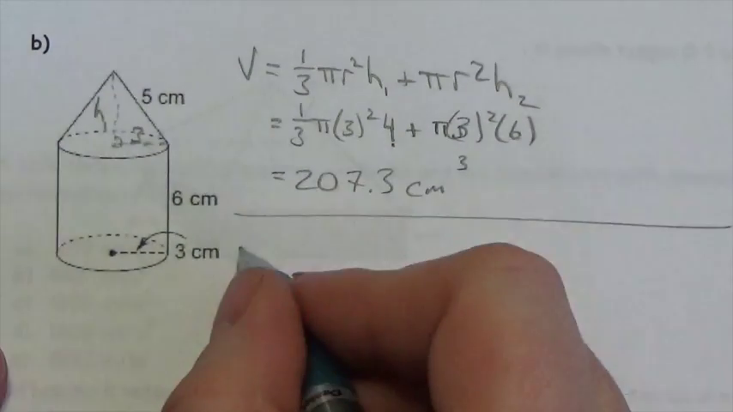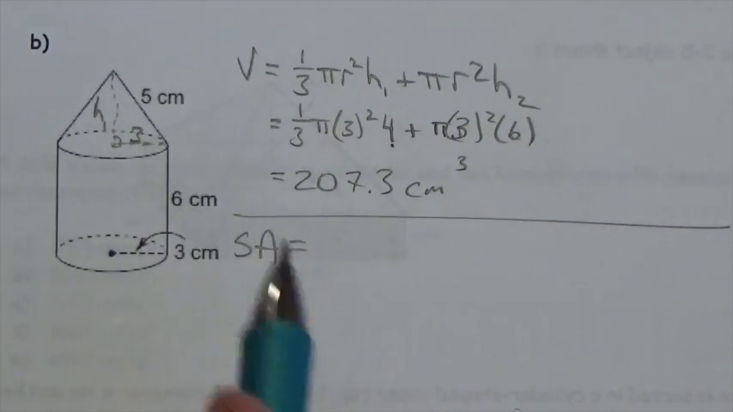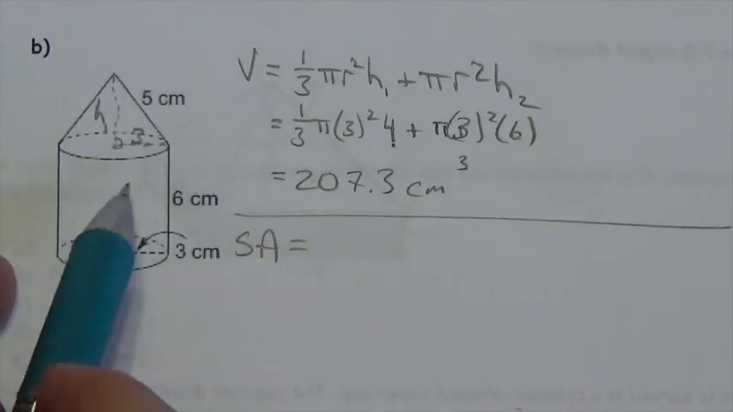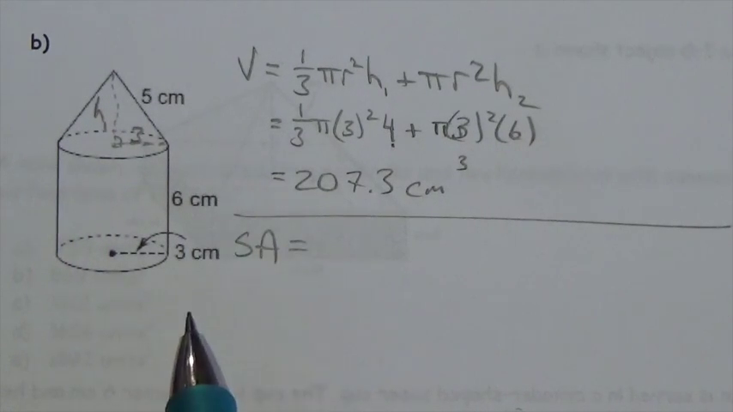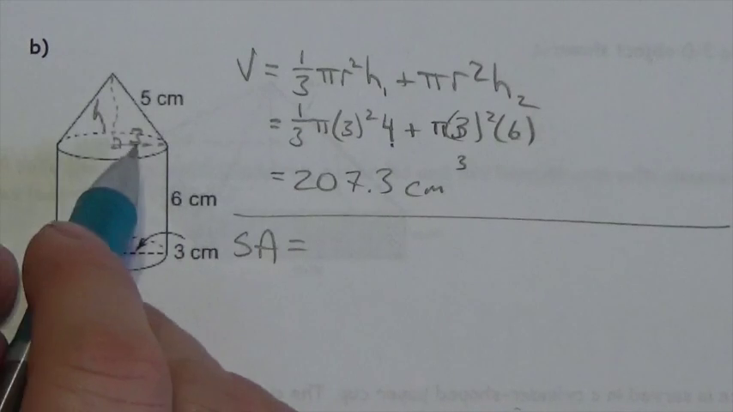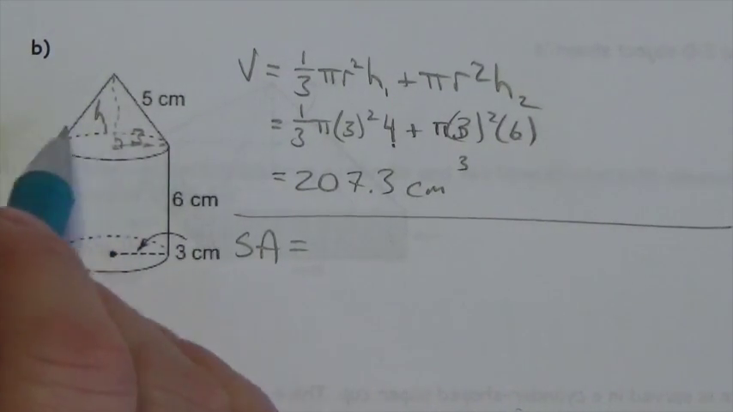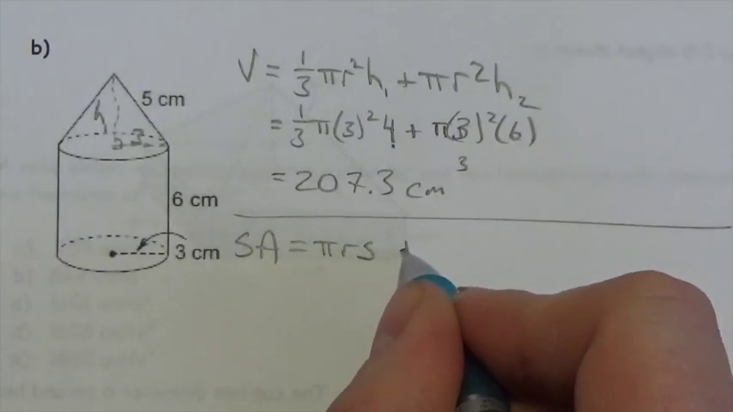Now, to figure out the surface area, again, it's a matter of looking at this composed shape and realizing, of the composed pieces, what pieces aren't present. So for example, for this cone, think about the surface area of a cone. It's pi r s plus pi r squared. But in this case, the pi r squared part doesn't exist. It's not an exposed face here. Only the lateral part is. So all I need here is pi r s.